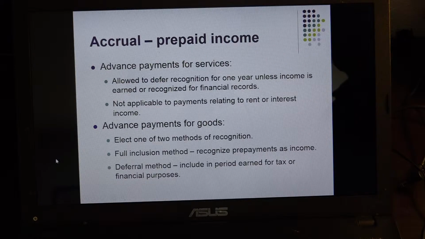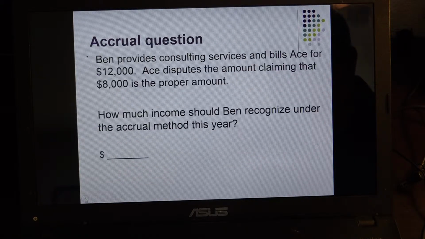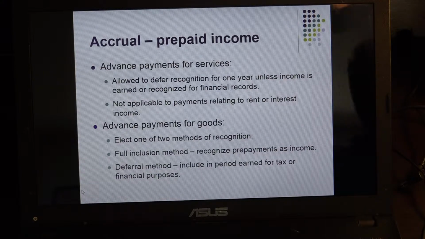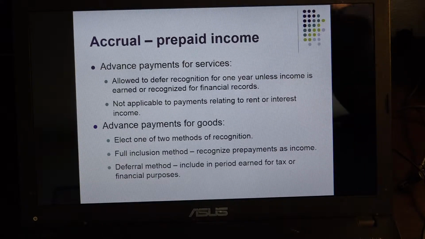Whoa, what happened? Well, $8,000. Not sure what happened to the numbers.